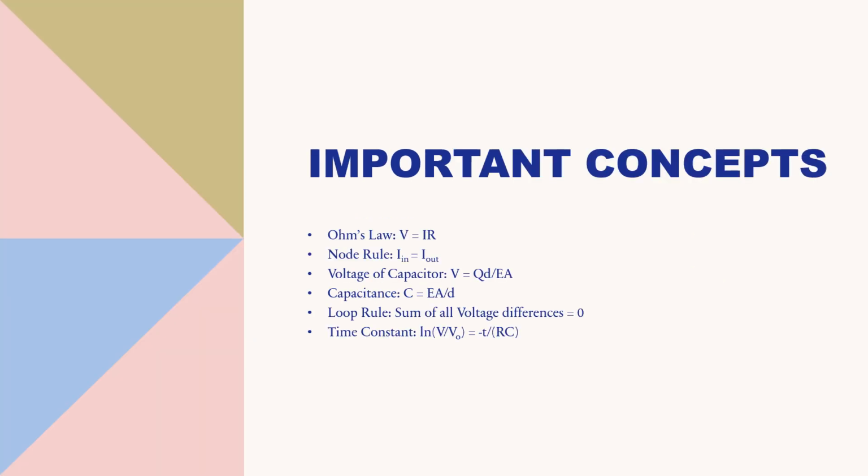Some important concepts for this lab include Ohm's law, which states that the voltage is equal to the current times resistance; the node rule, which states that the current in is the same as the current out; the voltage of a capacitor, which is the charge times the distance between the plates divided by epsilon naught times the area; the capacitance equation; the loop rule, which states the sum of all voltage differences in a loop equals zero; and the time constant, which solves for the time it takes to discharge a capacitor to 1 over e of its initial charge.